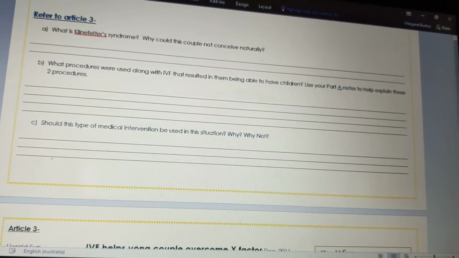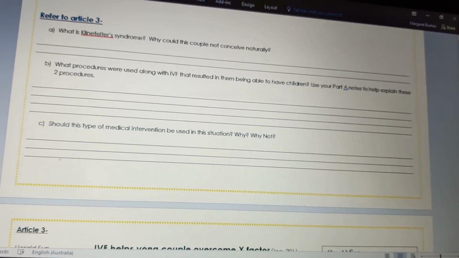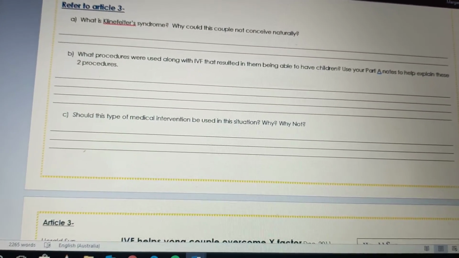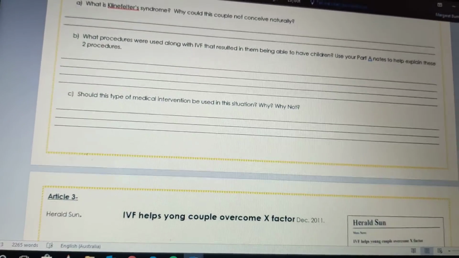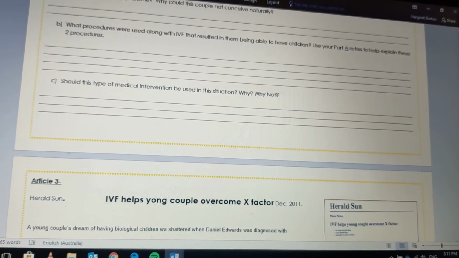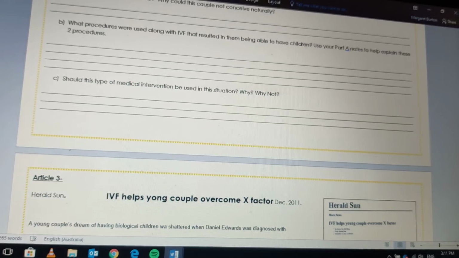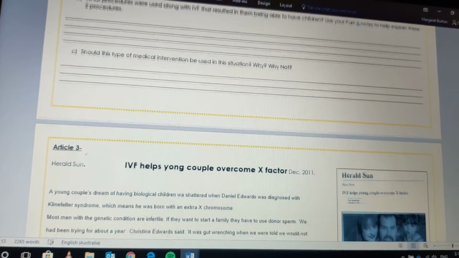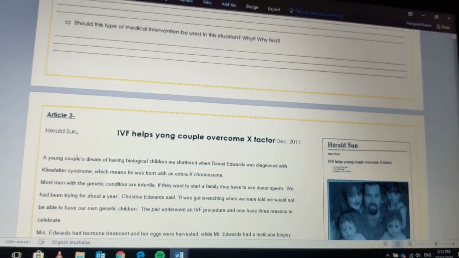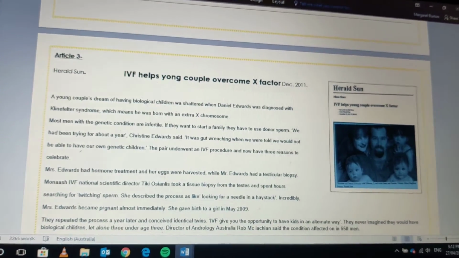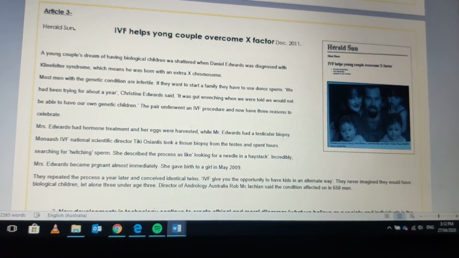So it's asking you to read the article, say what Klinefelter's syndrome is, and why couldn't they conceive naturally? Why couldn't they actually have a baby naturally? What procedures were used along with IVF that resulted in them being able to have children? So you need to write down what they are and also explain what those procedures involve. So go back to your notes. Should this type of medical intervention be used in this situation? So there's a little bit of a private comment here, whether you think in this situation it is appropriate for this couple to be able to access IVF.